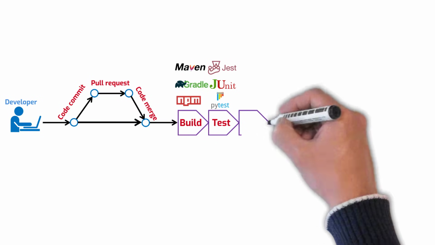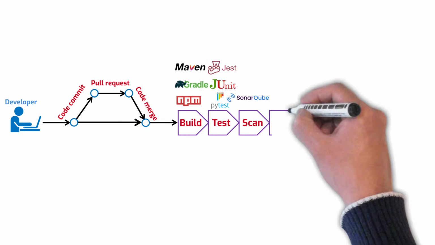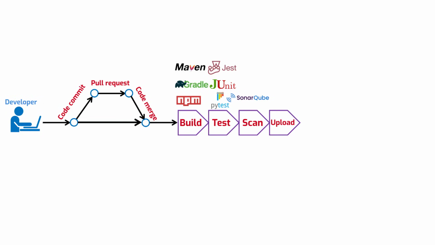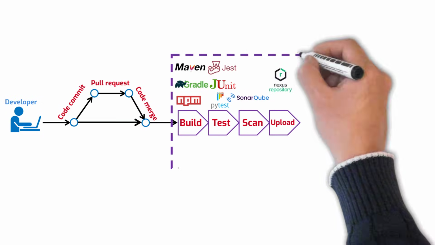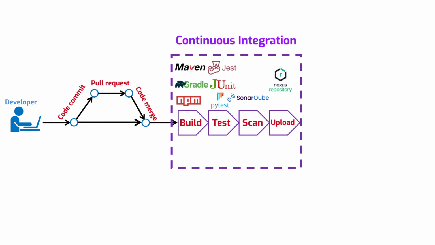Next, the pipeline initiates security vulnerability checks and static code analysis using tools such as SonarQube. Once the build passes these checks, it is uploaded to an artifact repository such as Nexus. This completes the continuous integration process, which is typically orchestrated using tools like Jenkins, AWS CodePipeline, or GitLab CI.